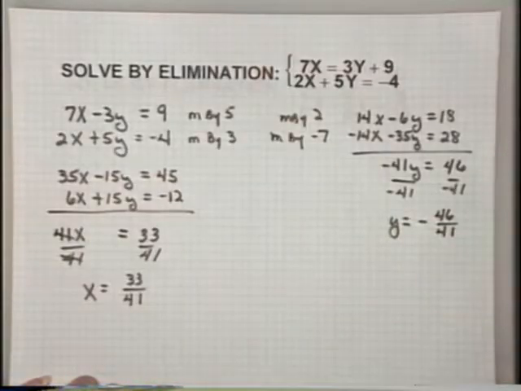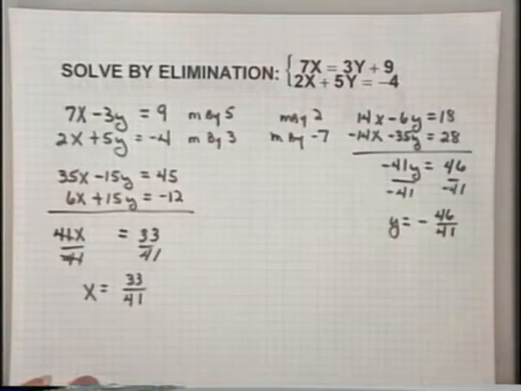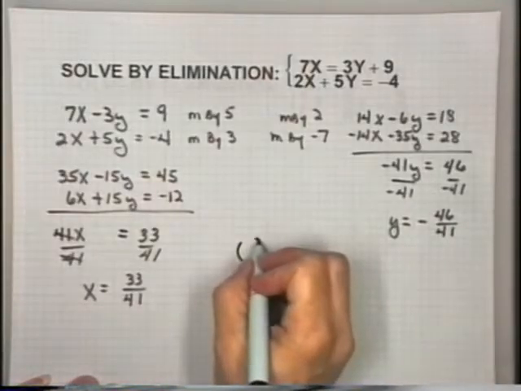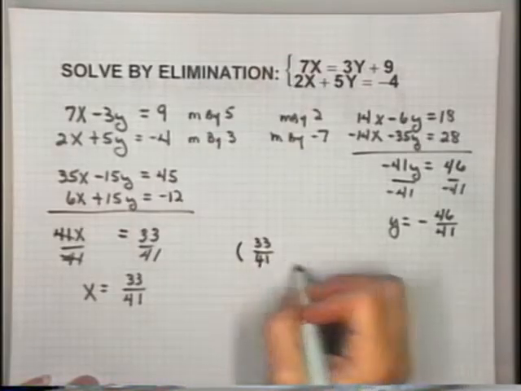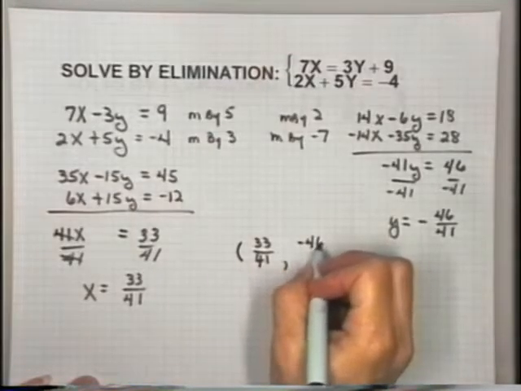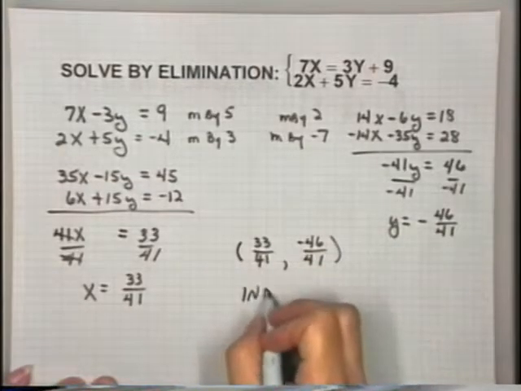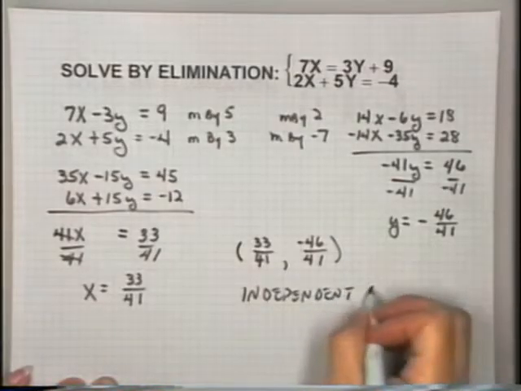And again, you might be asking, can I reduce? Well, you know that 2 will divide 46, but 2 will not divide 41. If I divide 46 by 2, the other factor would be 23. 23 does not divide 41. So neither of these fractions will reduce. My x-coordinate is 33 over 41. My y-coordinate is negative 46 over 41. And of course, this is an independent system because we had only that one solution.